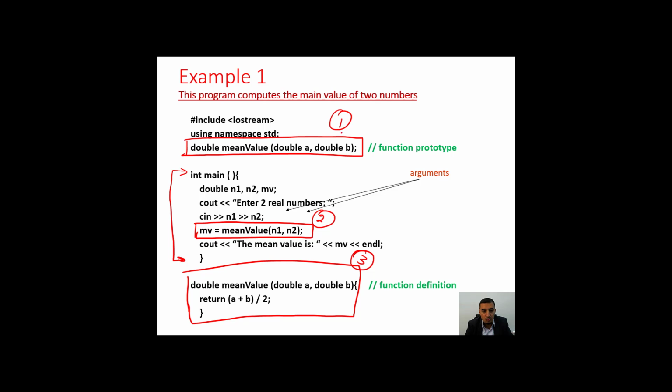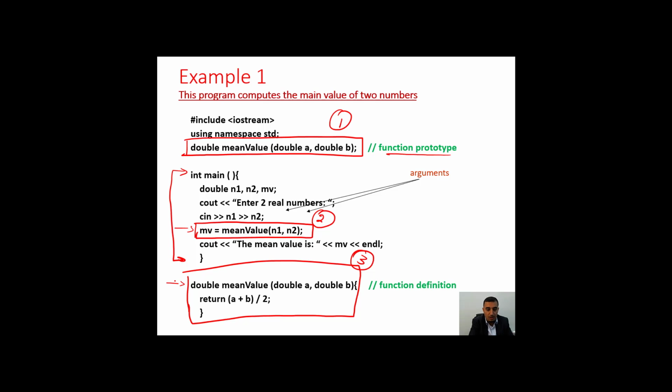Three things that must exist in any program that has a function. First, you need to have the function prototype. Then you need to call the function within your main function. And finally, you need to have the function itself. You need to make sure that all three items over here are covered within your program.